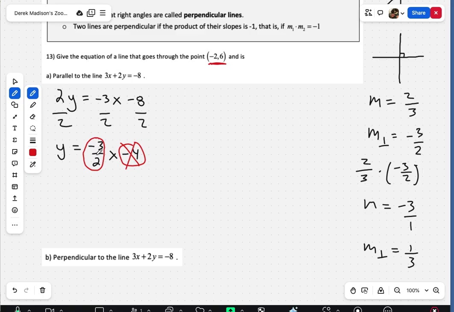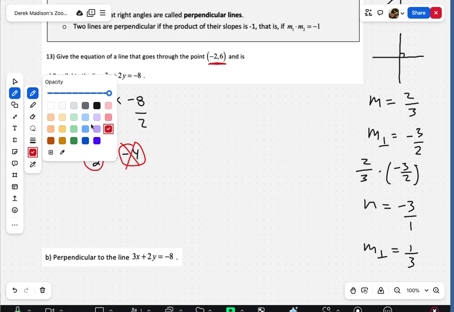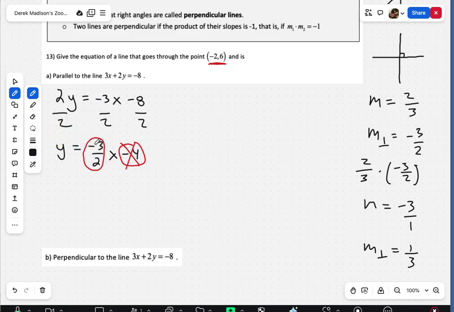If we're finding a line parallel to that, our slope is also going to be negative 3 halves, and we're using it with this point. Most common thing I see people do wrong on exams is then try to somehow incorporate that negative 4, which doesn't have anything to do with the problem. All this is doing is giving you slope.